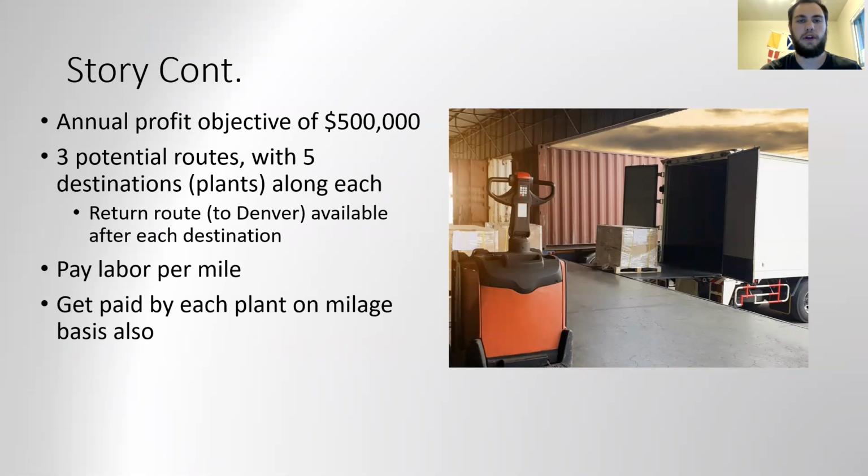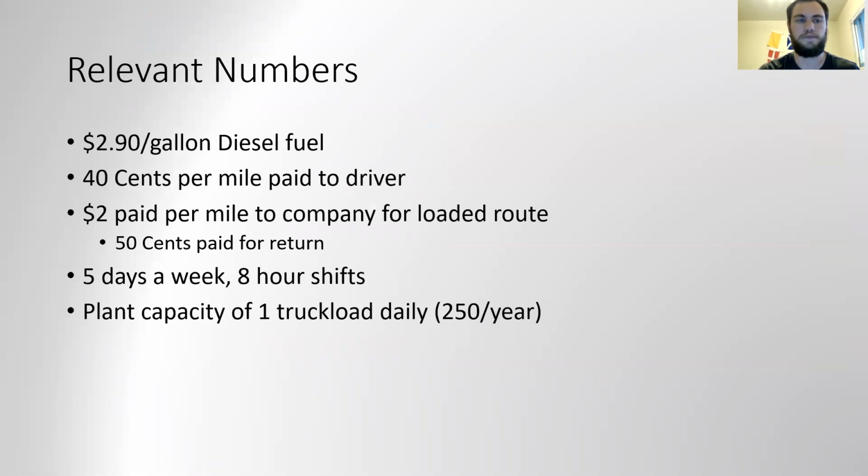To continue the story, their annual profit objective is $500,000. They have 3 potential routes with 5 destinations or plants along each, and then a return route to Denver available after each stop along that route. They pay labor by the mile, and they get paid by each plant on a mileage basis also.